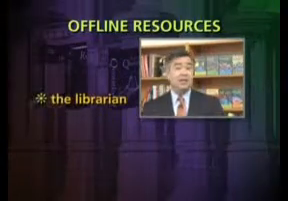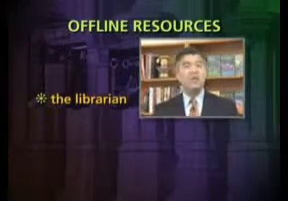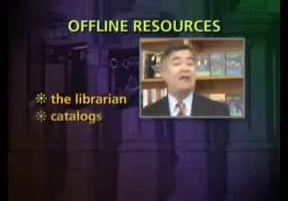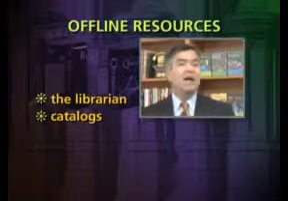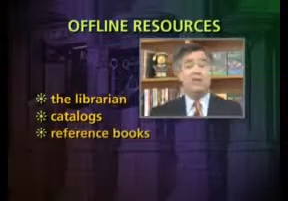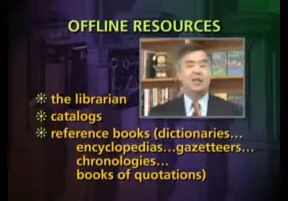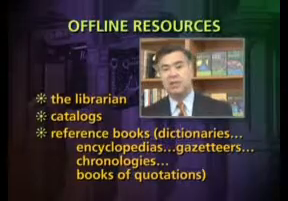Traditional research techniques make use of offline resources, most of which can be found at either your local or school library. We spoke about some of these in the second program in this series. They include the librarian, a trained professional who can be amazingly helpful to you in focusing on useful and appropriate research materials, catalogs of various kinds which are like guides to the contents of the library, and various kinds of reference books from dictionaries and encyclopedias to gazetteers, chronologies, and books of quotations. Plan on spending at least a day or two working at the library and delving into the resources available there.